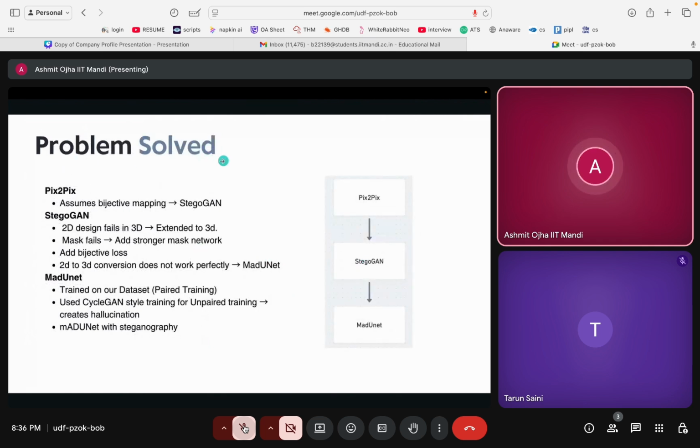So these are the problems that we solved. First, Pix2Pix assumes bijective mapping, so we moved to StegoGAN, but 2D StegoGAN fails in 3D, so we had to extend it to 3D. But the mask generation fails. We add a stronger mask network. We also implement bijective loss, but even then the network fails. So we have to find a better network, which is MAD-UNet, which was then trained on the three experiments that I just showed.